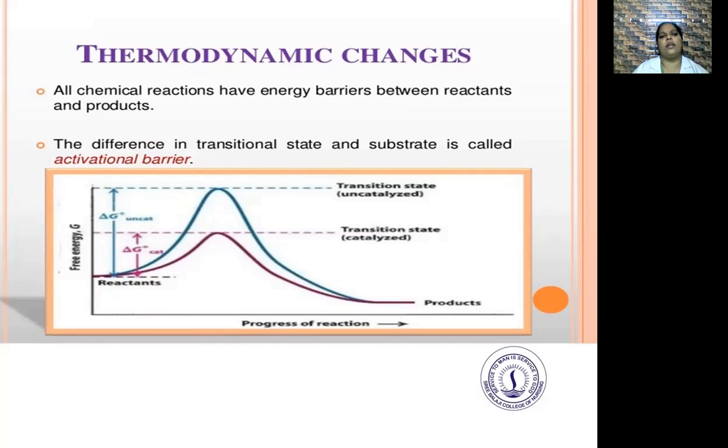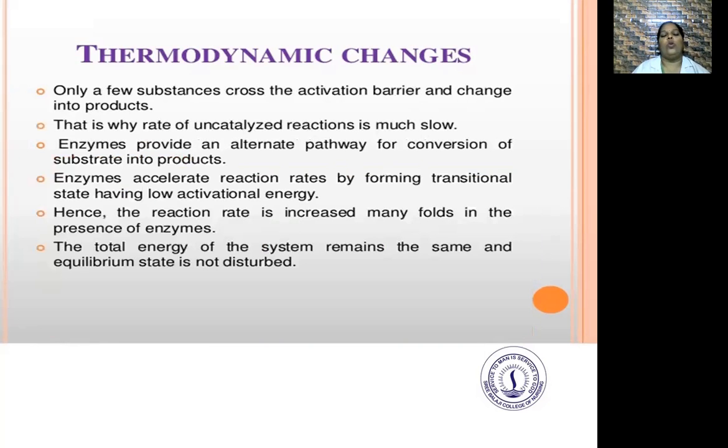The difference between the transitional state and the substrate is called the activational barrier. Only a few substrate molecules cross the activational barrier to form products. This is why the rate of uncatalyzed reactions is much slower.